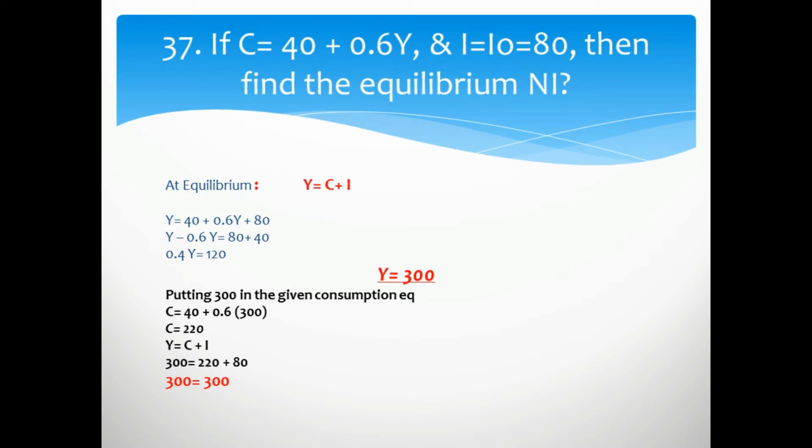Now this is a numerical of the consumption function. When the consumption function is given, we start to solve the question with Y is equal to C plus I, that is the aggregate demand, aggregate expenditure method. So Y is equal to C plus I. When we put the given information in this equation, we find Y is equal to 300. Then we put this in the consumption function, and we get the value of consumption, that is 220.